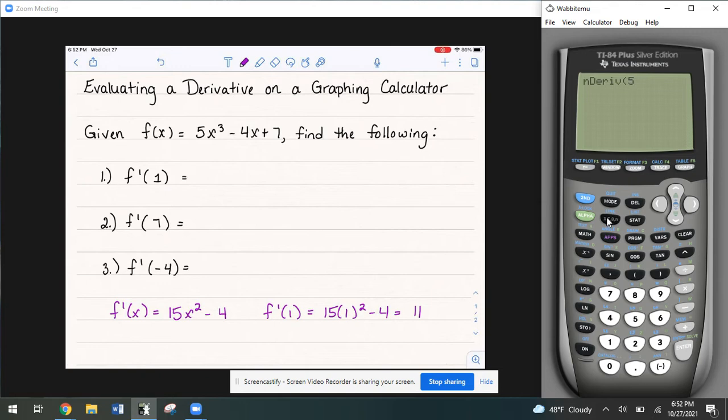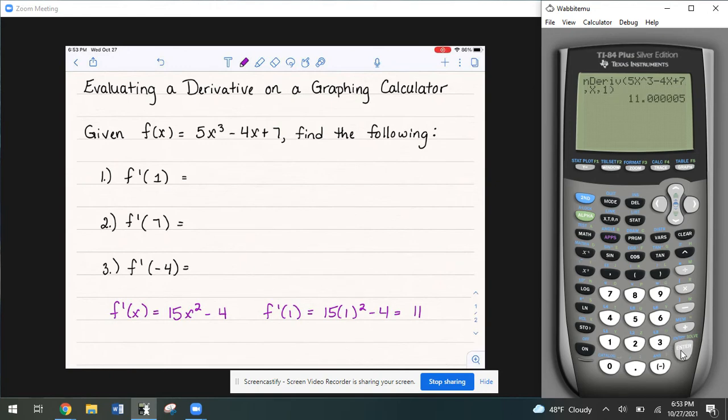So I've got 5x cubed. And yours may look a little different from mine, with all the different versions of TI graphing calculators. But just make sure you get your function typed in. Then you hit the comma, which is right above the 7. All right, then we type in x to represent the variable in the function that we're trying to find the derivative of. And then we also put another comma and put in the value we want for the x value. Close the parentheses and hit enter.